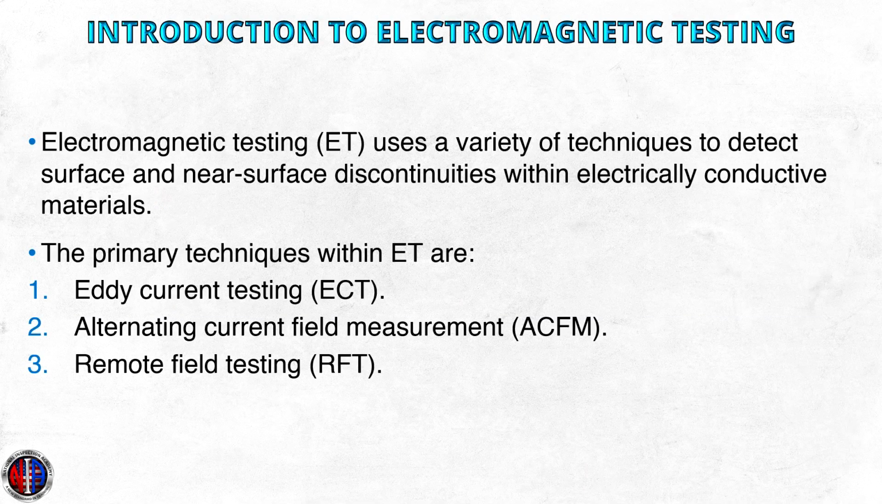Introduction to Electromagnetic Testing. Electromagnetic testing, abbreviated ET, is an NDT method that uses a variety of techniques to detect surface and near-surface discontinuities with electrically conductive materials. The primary techniques that encompass electromagnetic testing are eddy current testing, alternating current field measurement, and remote field testing. The distinctive nature of each technique stems from differences in excitation frequencies, the nature of the transducers used, and the signal analysis techniques for characterizing the state of the test object.